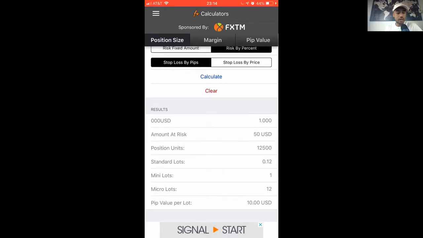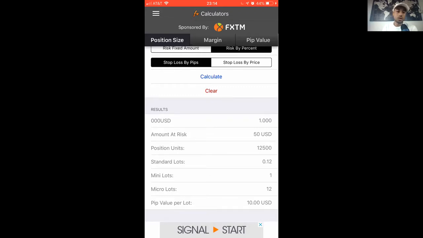Oh, actually, it's the portion where it says amount at risk. You see where it says 50 USD? That's actually where it's at. So the amount at risk is only $50. 2% of 2,500 is $50. You see where it says standard lots. So that person will go ahead and get in at a 0.12 lot size. Okay, very simple.